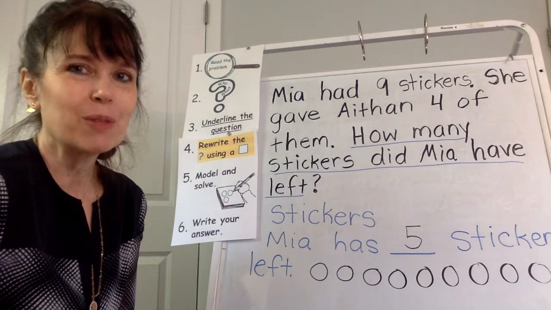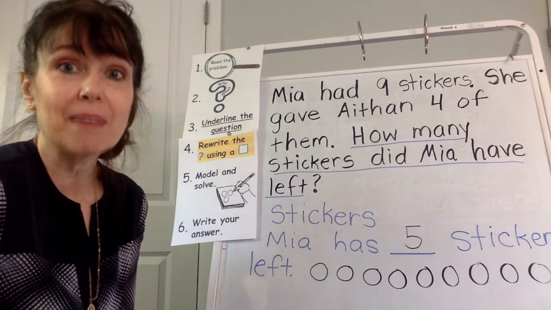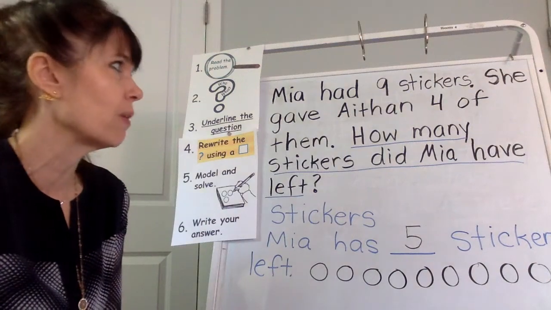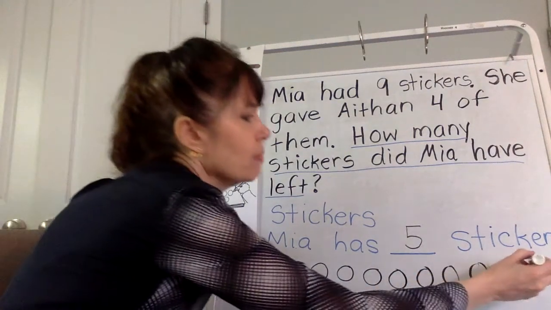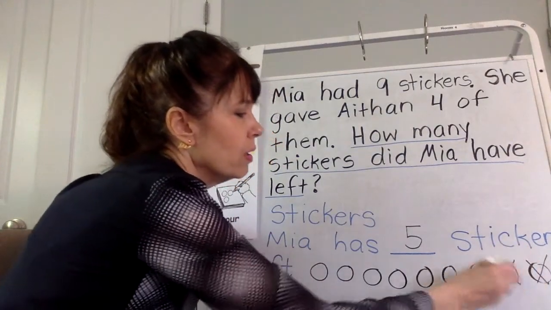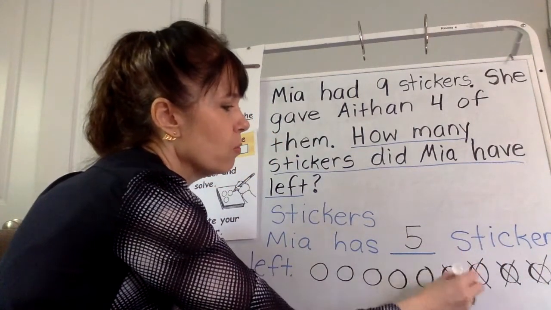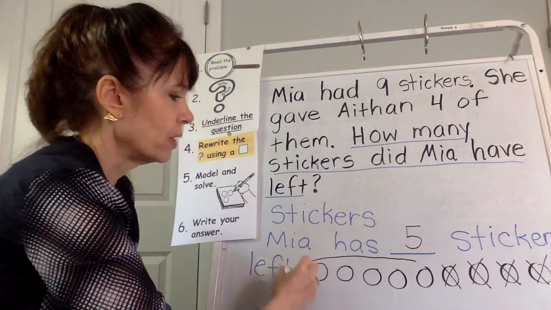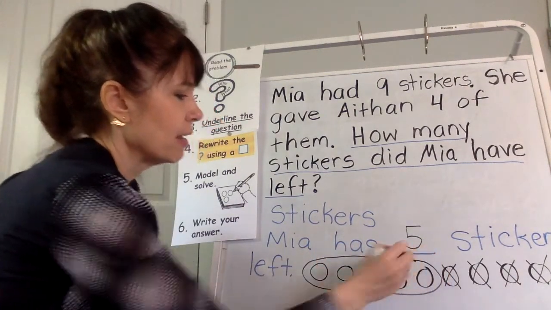I bet some of you are saying we could cross them out. So I need to cross out 4 of those stickers. 4 of them were given to Ethan. So I'm just going to start at the end here. 1, 2, 3, 4. 4 of them went away. And I kind of like to circle what's left just to show that is the answer.